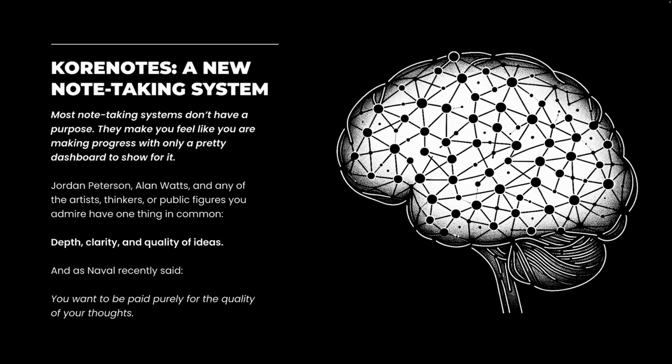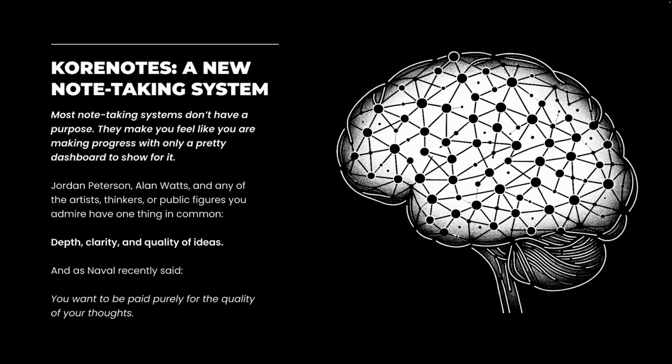So Jordan Peterson, Alan Watts, and any of the artists, thinkers, or public figures you admire, they all have one thing in common, at least in my eyes, which is they have depth, clarity, and quality of ideas. That's why we made the CoreNotes note-taking system. Because while other systems just have you write down ideas and kind of save them for later use, we want you to make your ideas your own so that you can contribute to people taking notes about your ideas.